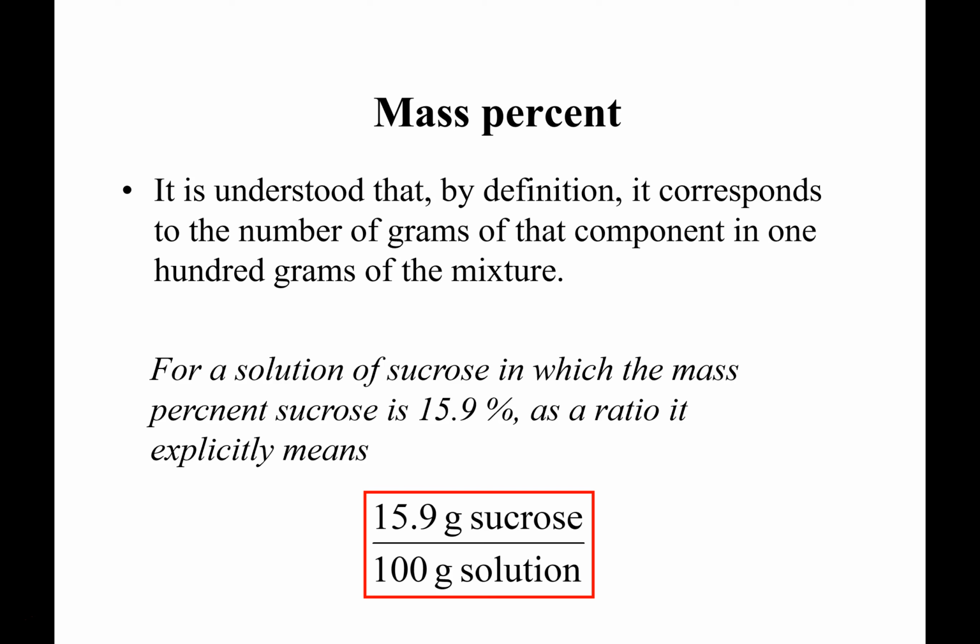But if we were given a percent, I should never see 15.9% strung up as a term to work the problem. It should be unpacked. What does that mean? Well, in this case, the solute is sucrose. So that means in 100 grams of the solution, I would have 15.9 grams of sucrose.